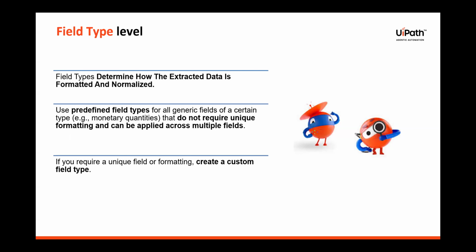If we see the field type level prompting best practices, choosing the correct field types is very important, because the field type determines how the extracted data is formatted and normalized, so it should be selected based on the downstream automation requirements.